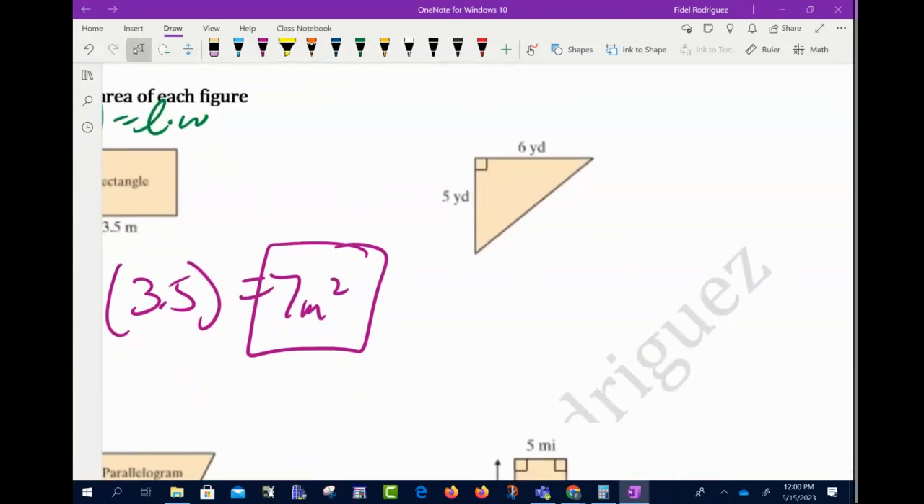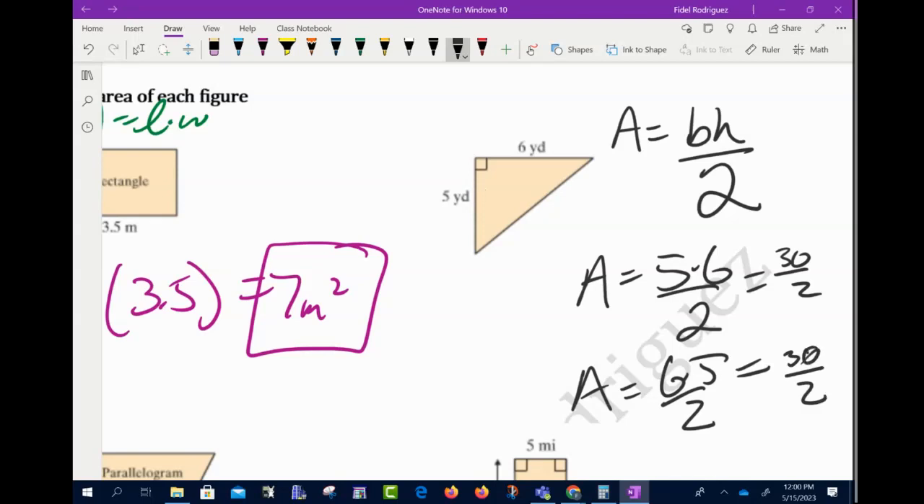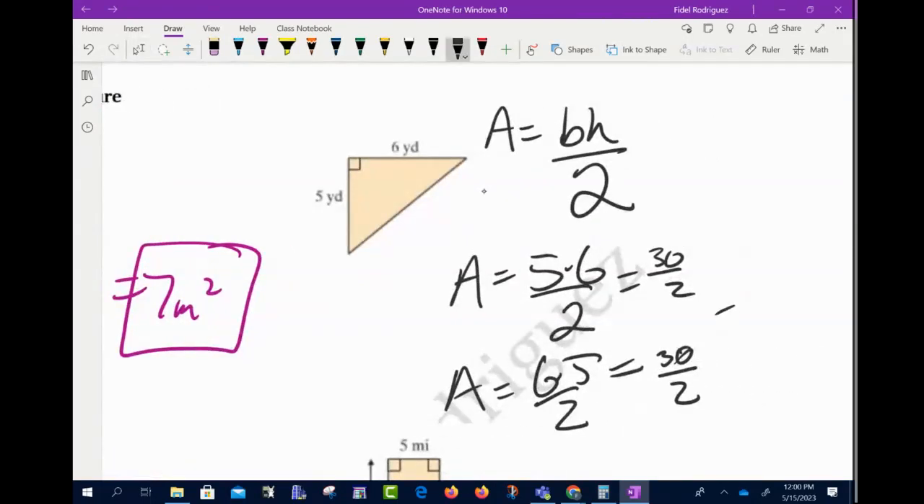So for a triangle, the formula for the area of a triangle is going to be the base times the height divided by 2, or 1/2 the base times the height. They both mean the same thing. Remember, all you're doing here is multiplying. The nice thing about multiplying, it doesn't matter what number you put first. So whether you go 5 times 6 divided by 2, or 6 times 5 and divide it by 2, 5 times 6 is 30. 6 times 5 is still 30. What's half of 30? 15.